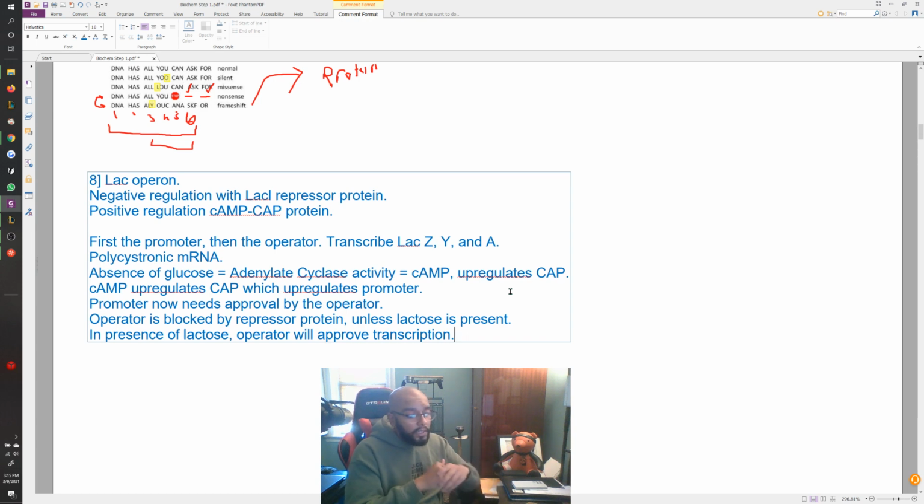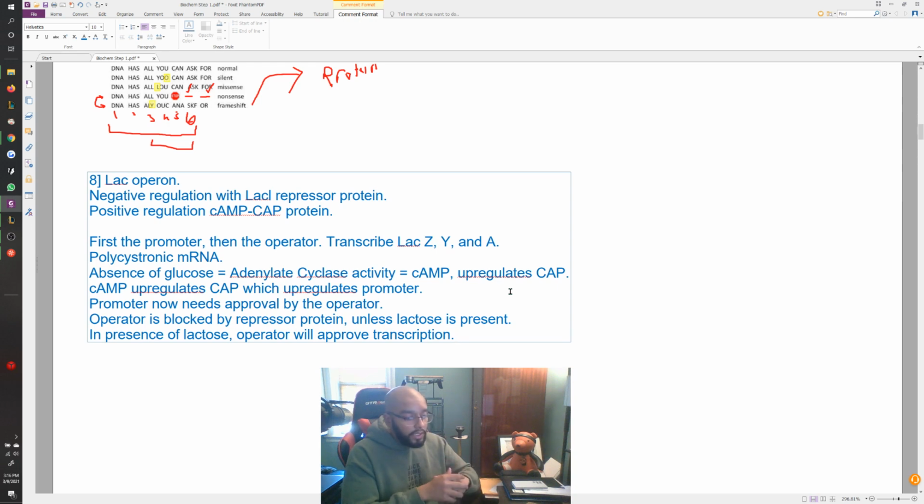In the second scenario, you see high glucose, lactose unavailable. That's a pretty ideal case scenario because if you have a lot of glucose, E. coli is very happy, everything's great. Right? So you can see that the repressor protein is sitting right there blocking the operator, right, in that second case scenario. And since you have a lot of glucose, you have a lot of ATP, no cyclic AMP and CAP function.